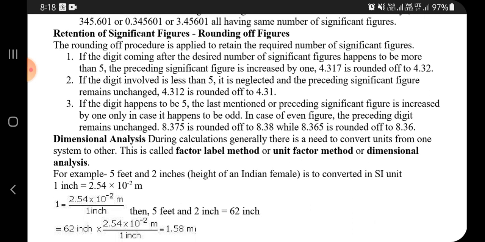Rounding of figures. The rounding procedure is applied to retain the required number of significant figures. If the digit that comes after the desired number of significant figures is more than 5, the preceding significant figure is increased by 1. If the digit involved is less than 5, it is neglected and the preceding significant figure remains unchanged. If the digit happens to be 5, the preceding significant figure is increased by 1 only in case it happens to be odd.